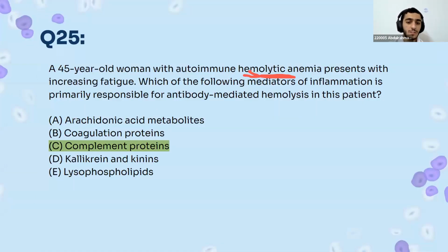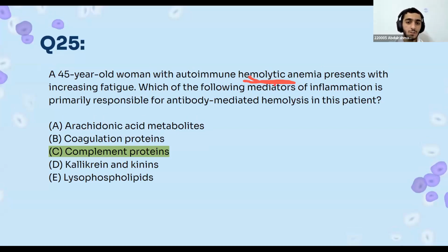So basically, you guys got this. Complement proteins are responsible for the autoimmune hemolytic anemia. All right.